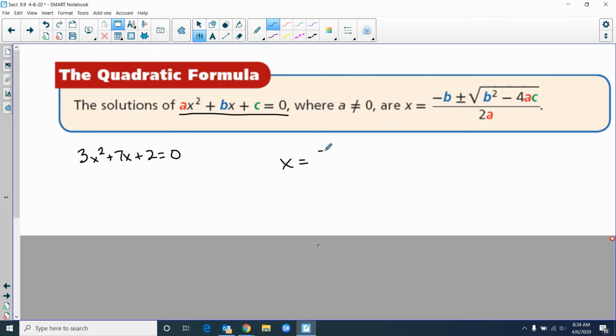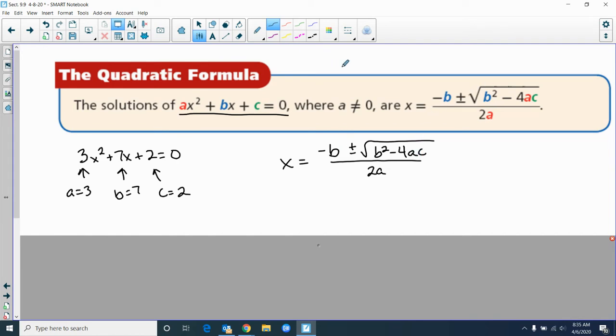Then this formula here, and instead of negative b, I like to say the opposite of b, plus or minus the square root of b squared minus 4 times a times c, over 2 times a. Well, what's a, b, and c? A is the number in front of the x squared, so in that case it would be 3. B is the number in front of the x, which would be 7. And c is the constant, which would be 2. And then you would plug those in.